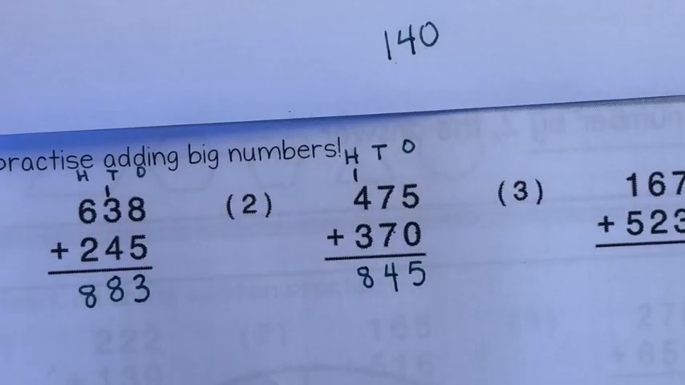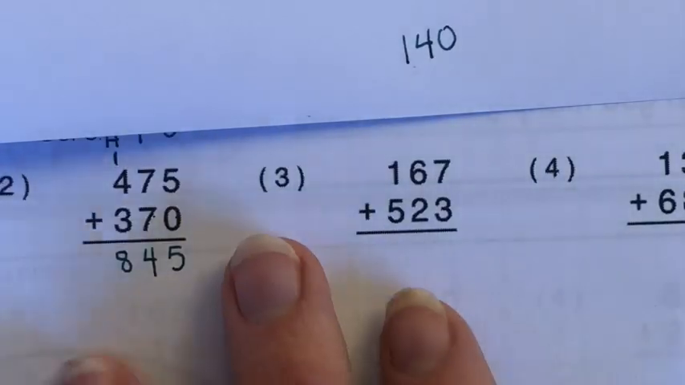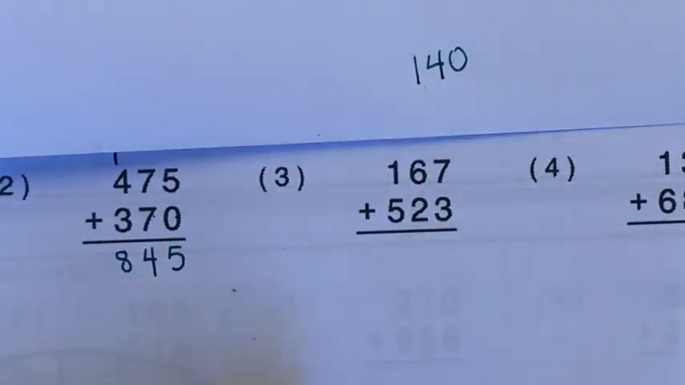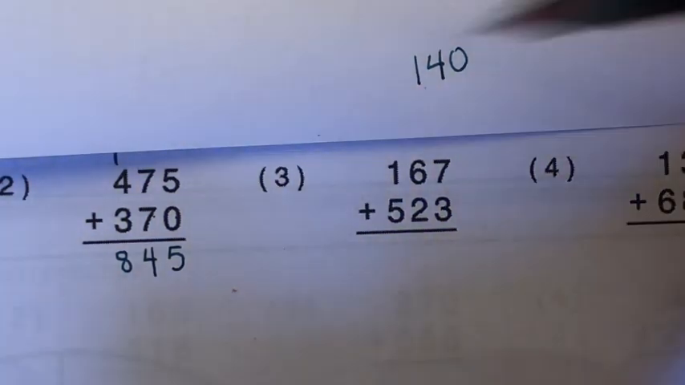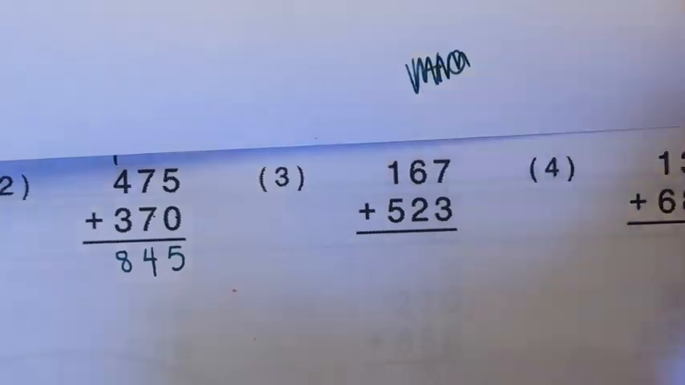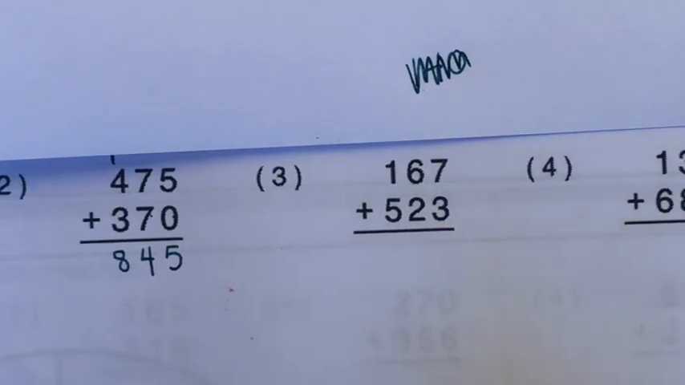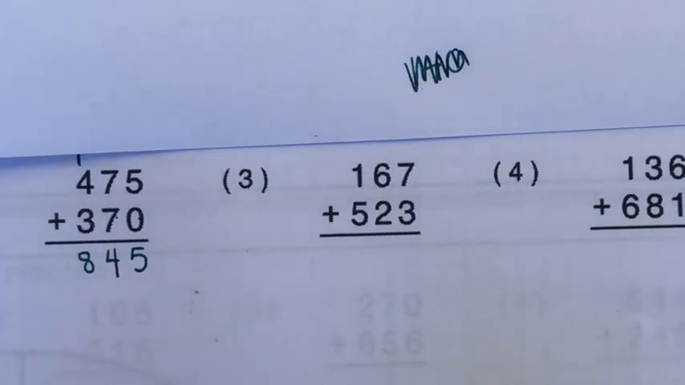Okay, now we're going to go on to number 3. Number 3, 167 plus 523. For this one, I'm going to cross out this 140 so it's not confusing you. For this one here, I'm going to use partial sums.